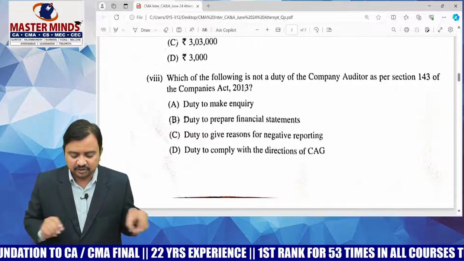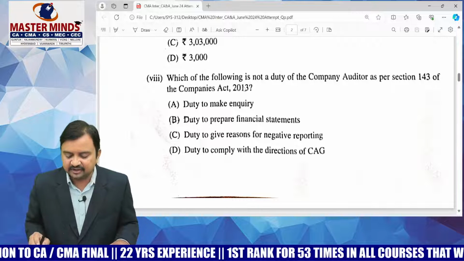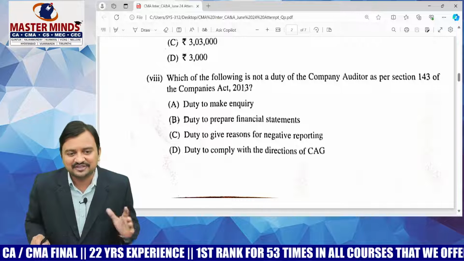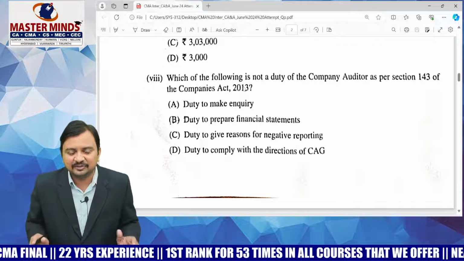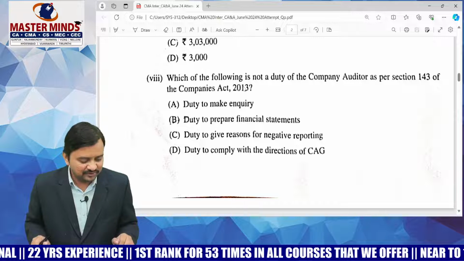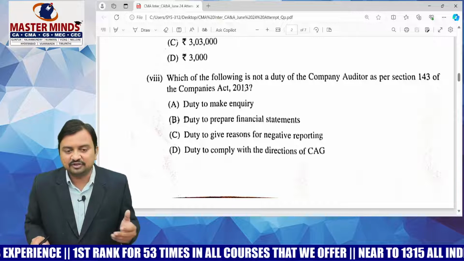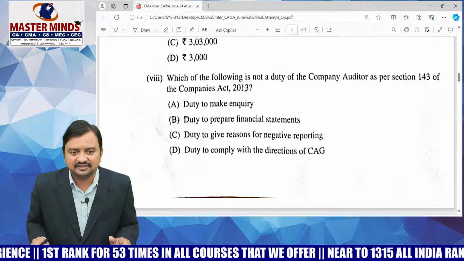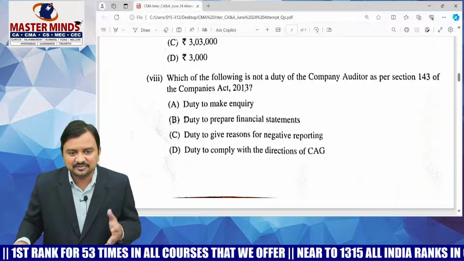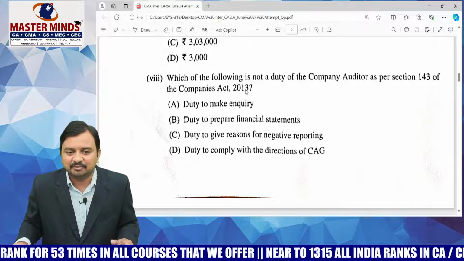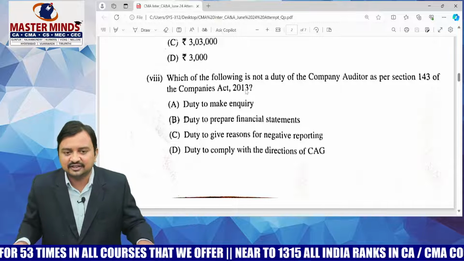Which of the following is not a duty of the company auditor as per section 143? Basic questions. Normally in audit we learn who is responsible for preparation of financial statements. So obviously, out of other things, the duty to prepare financial statements is not the auditor's responsibility. This question was from company audit as well as our basic auditing knowledge.